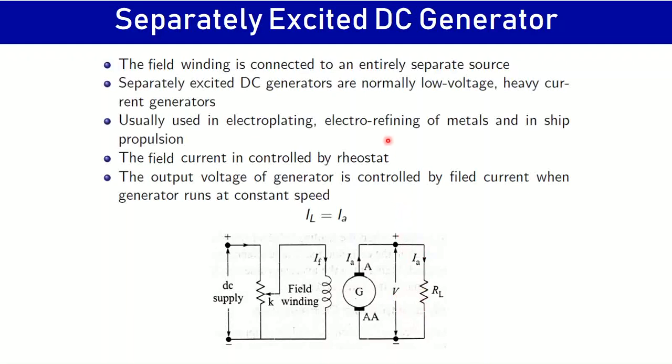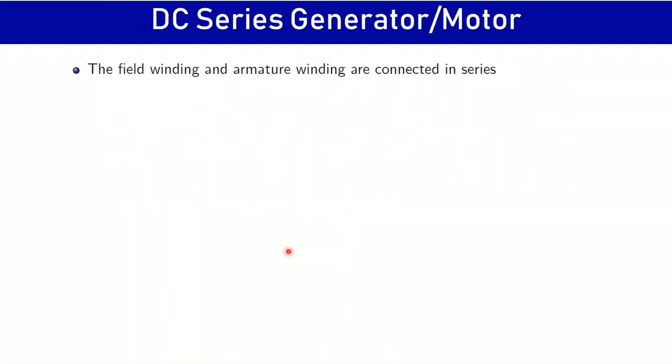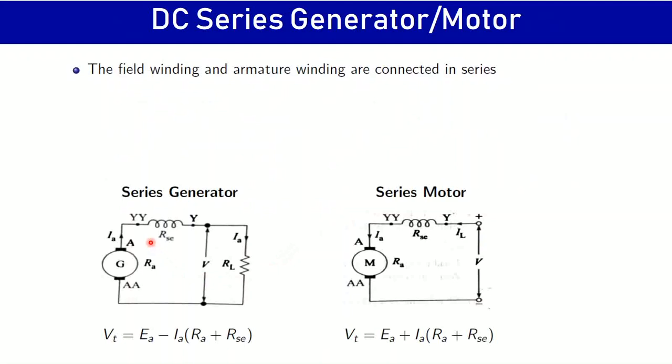So this type of machine, separately excited DC generator, is usually employed in electroplating, electro-refining of metals, and in ship propulsion. This field current, we had seen that the voltage will be dependent on the flux and this flux is dependent on the field current. So this field current can be controlled if we employ a rheostat here. As far as the series generator is concerned, we see that the armature winding and the field winding are in series, both in the case of generator and a motor.